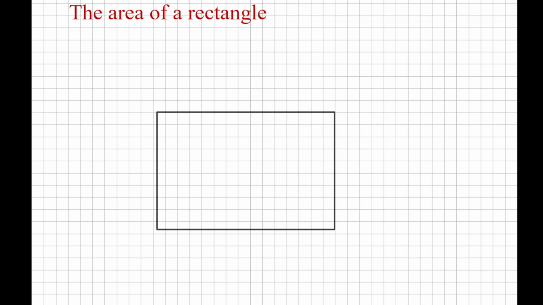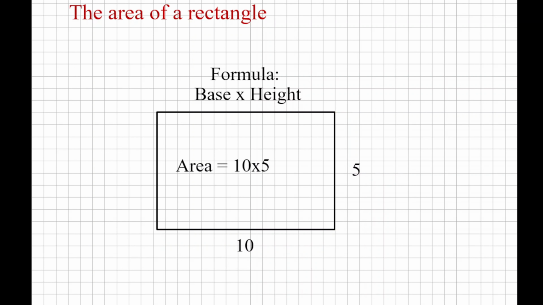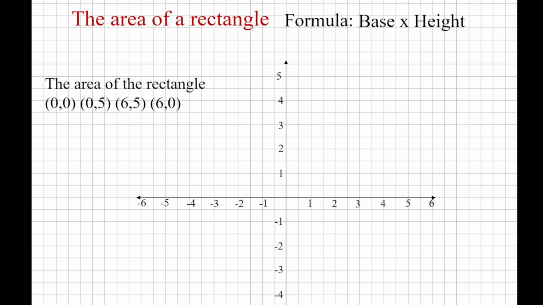Now, let's see how to calculate the area of different shapes on the coordinate plane. The formula for the area of a rectangle is base times height. For example, in a rectangle with a base of 5 and a height of 10, its area is 10 times 5, or 50. Now let's see some examples.